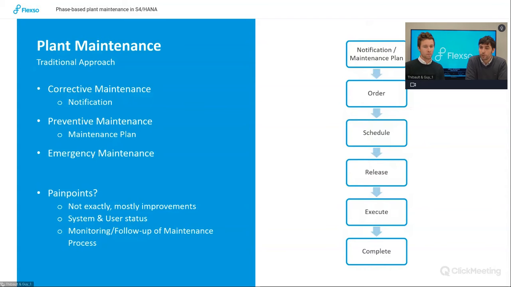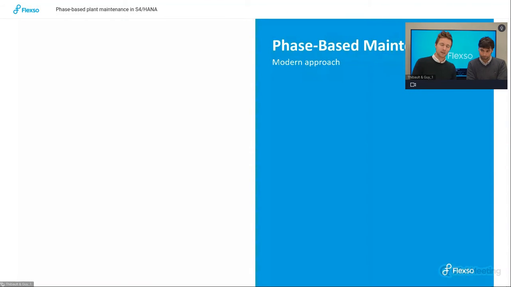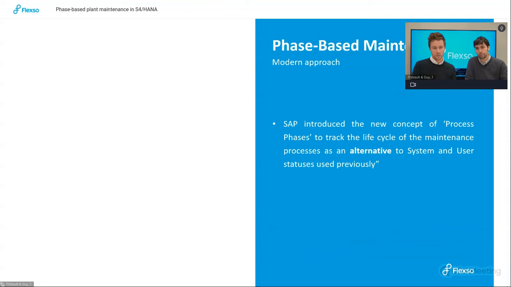So this is a traditional approach, but now it's time to step into the new one, and this is phase-based maintenance. Yes, thank you, Guy. So what is phase-based maintenance exactly? Well, compared to the more traditional processes that my colleague just explained, where mainly SAP GUI transactions are used, the modern approach is more designed to be used with the new Fiori apps. That doesn't mean that you cannot use the phase-based approach with your current SAP GUI system. It can, but it has limits, which I will explain in a second.